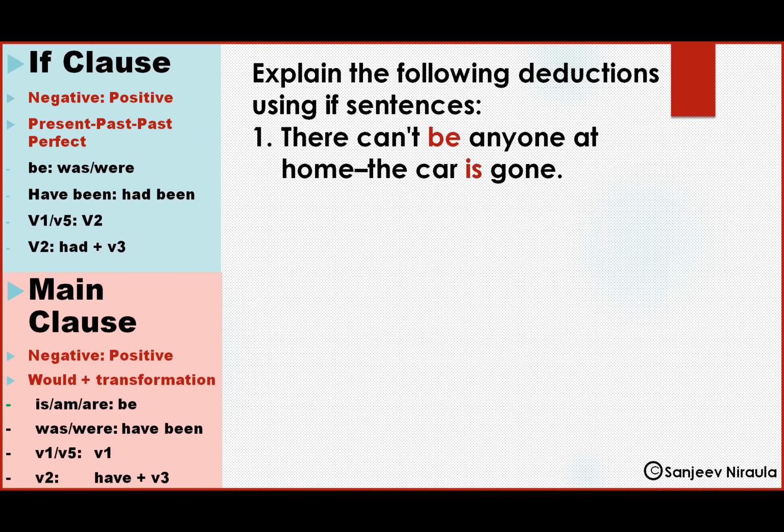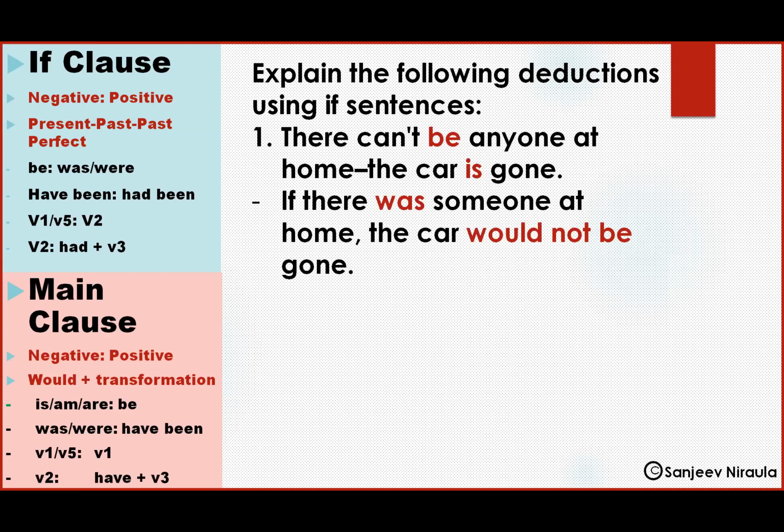Question number 1, there cannot be anyone at home, the car is gone. So first, the if clause, there can't be anyone at home, that is negative, make it positive. Change be into, look at the screen, was or were. And the car is gone, main clause, positive, make it negative. And we change is into, look at the structure, be. And the answer is if there was someone at home, the car would not be gone. And anyone is used in negative; when it is used in a positive statement, we make it someone.